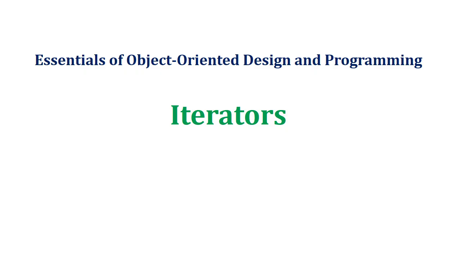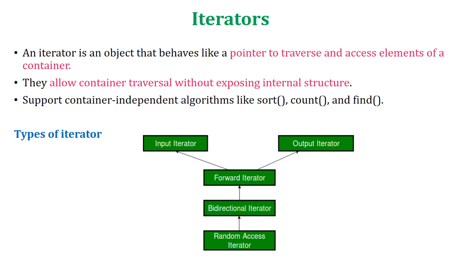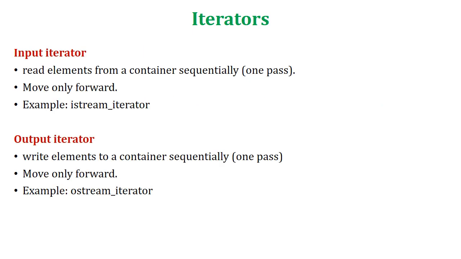In this presentation, we are going to discuss the iterator. What is an iterator? It is an object that behaves like a pointer to traverse and access the elements of the container. They allow container traversal without exposing the internal structure. What are the different types of iterator? Input iterator, output iterator, forward iterator, bidirectional iterator, and random access iterator. We'll discuss them one by one.